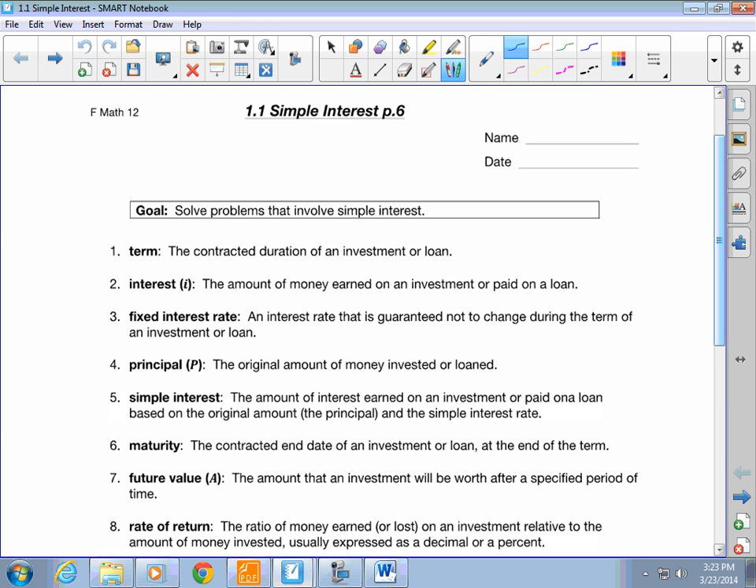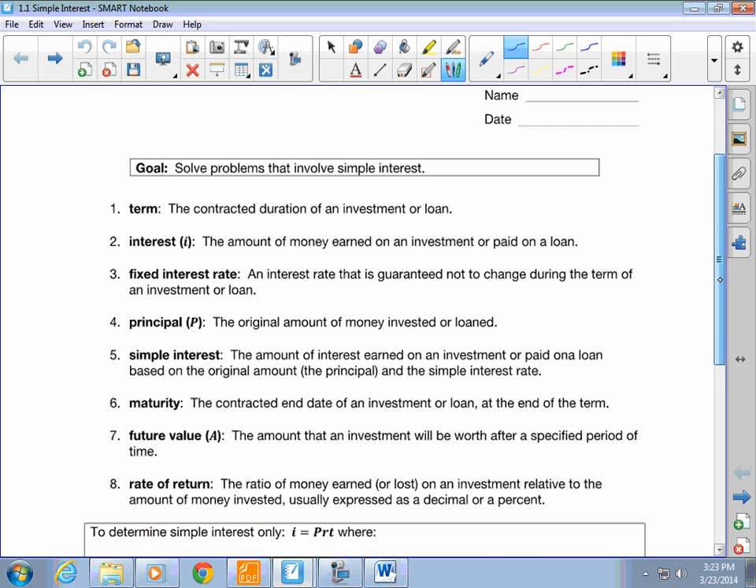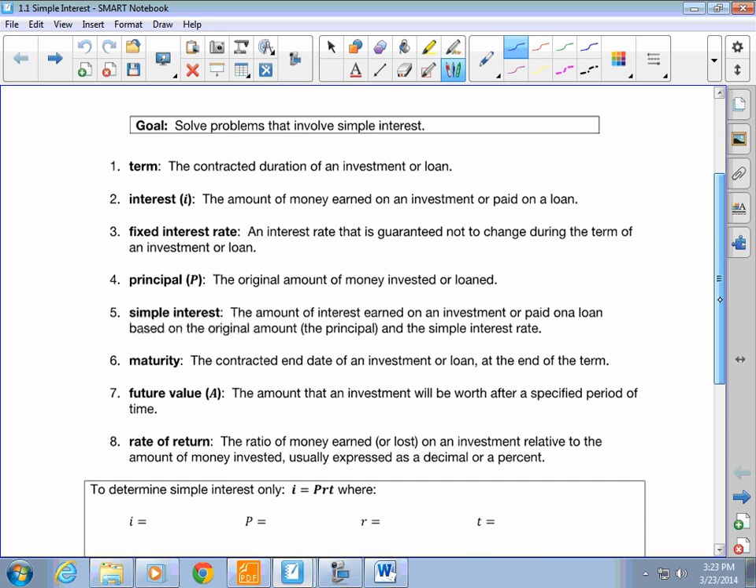So what we're going to look at first is just the real basics of financial math, and that's just calculating simple interest. So, a few terms, there's 8 different terms here that you're going to come across, not only in this section, but throughout this unit. So the first one is a term. So a term is just the contracted duration of an investment or a loan.